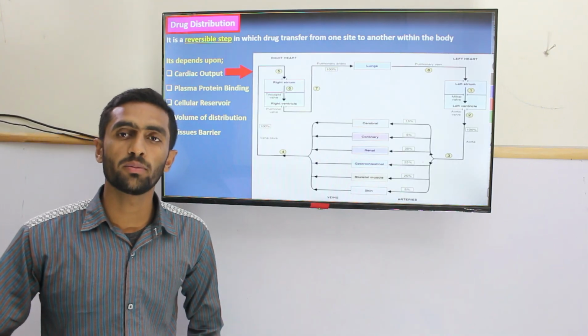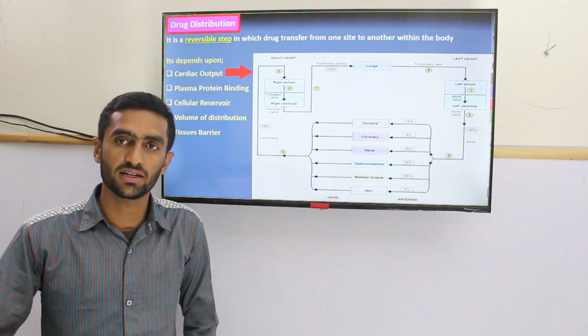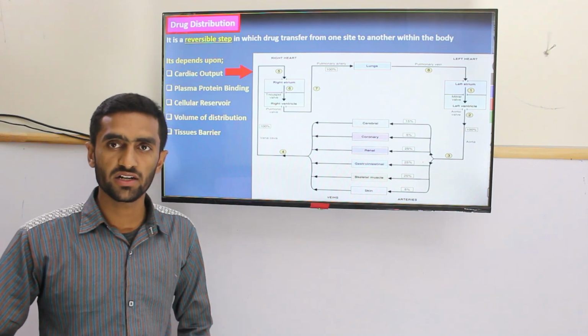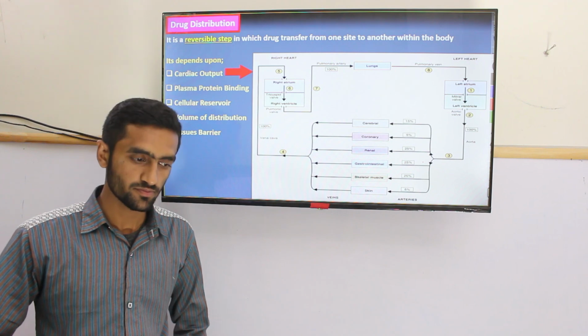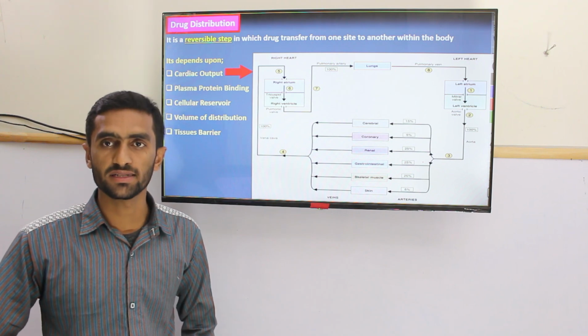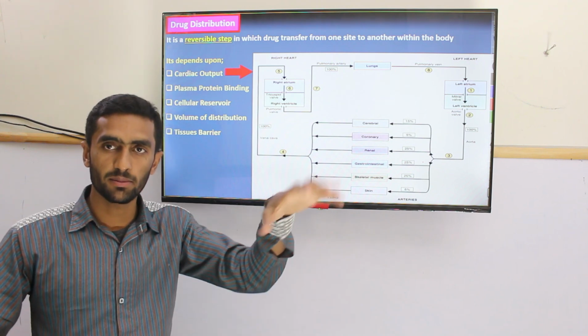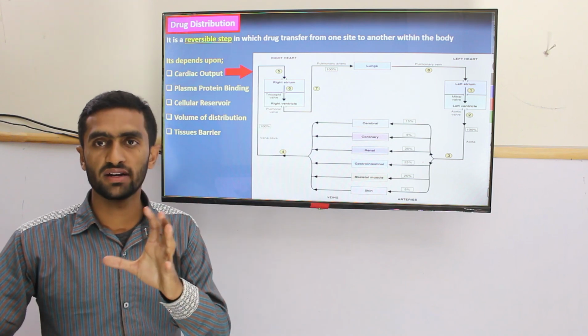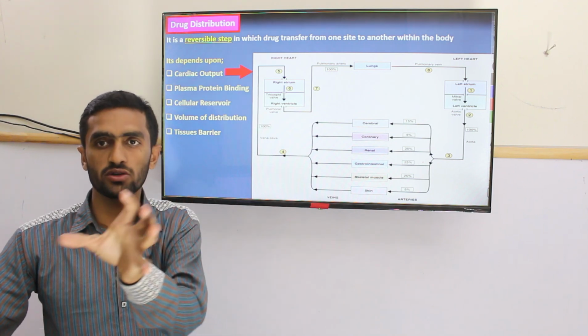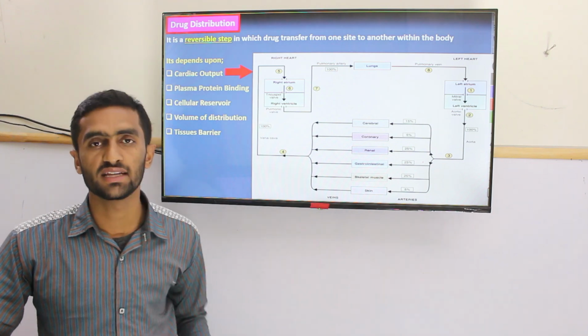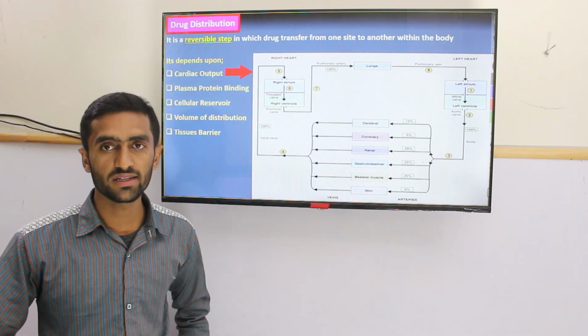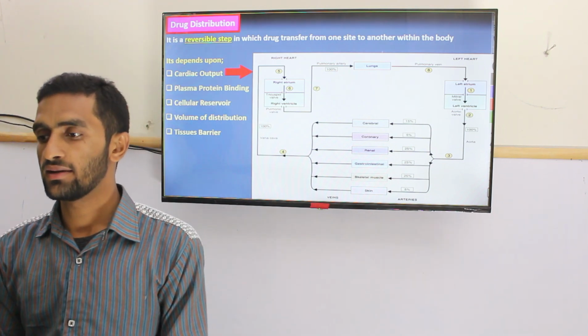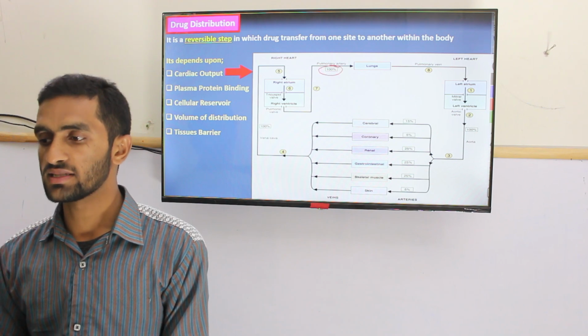If I ask you how much blood is going to your lungs, what is the cardiac output toward the lungs? You may be thinking 100%, because all the blood coming from the heart is going to the lungs. Deoxygenated blood is going totally to only one organ, that is the lungs. So that's why for the lungs it's 100%.